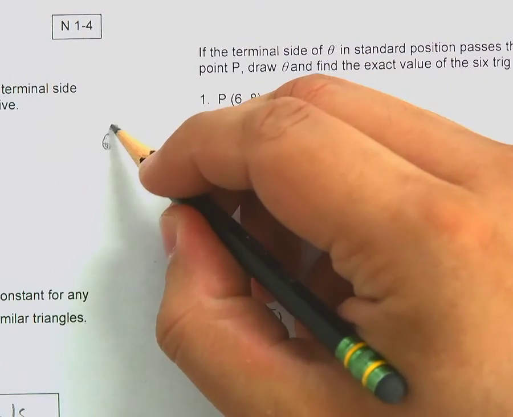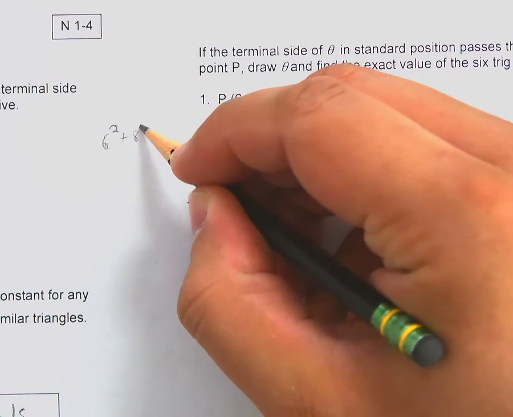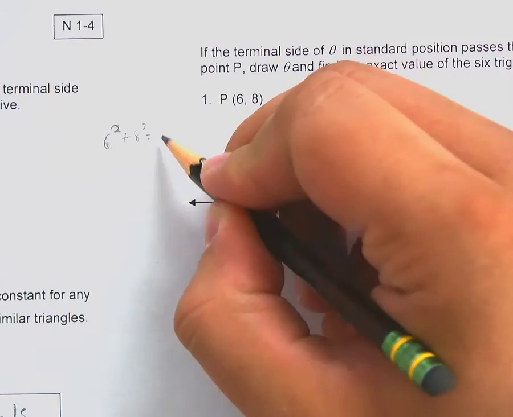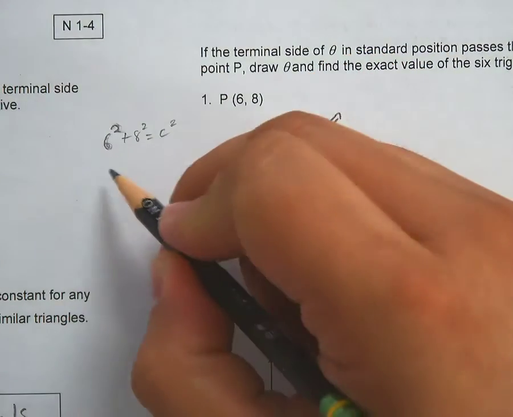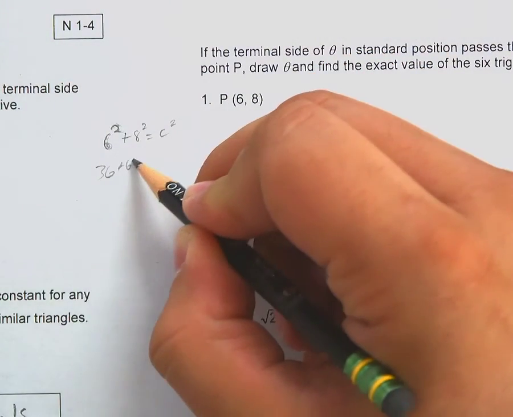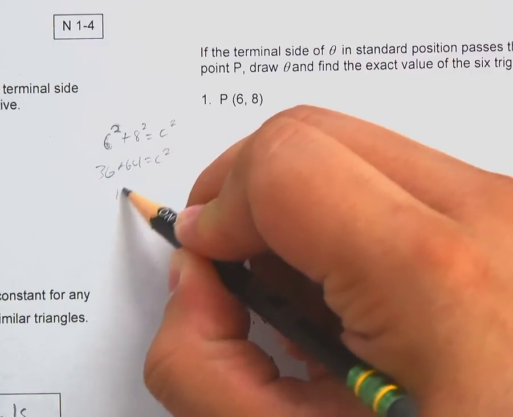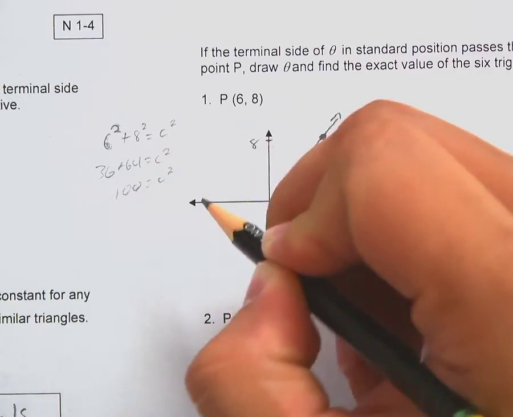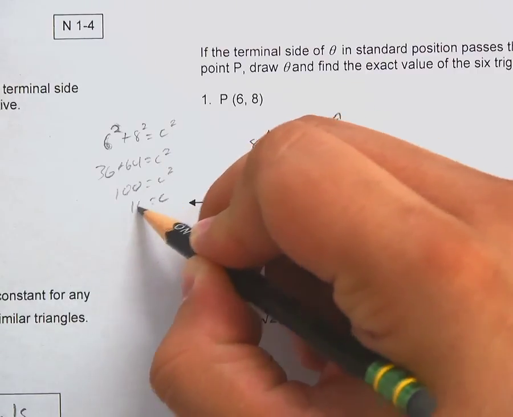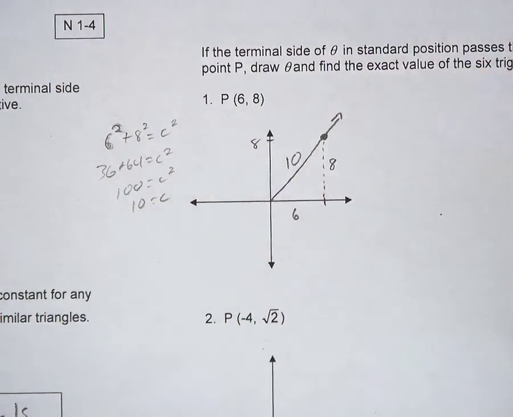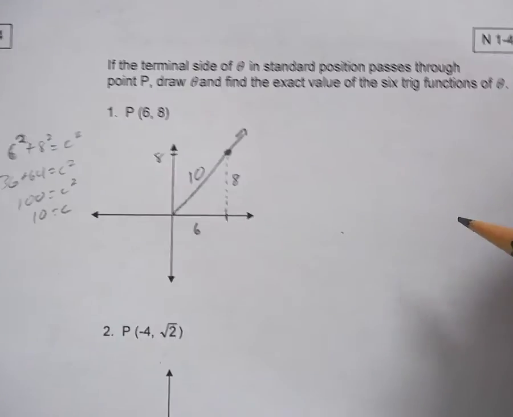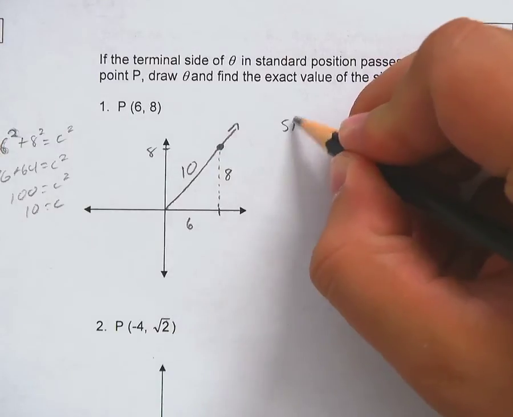6 squared plus 8 squared is equal to c squared. That's 36 plus 64 is equal to c squared. That's 100 equals c squared. So c is 10. Right, good old Pythagoras. So now these are really simple.